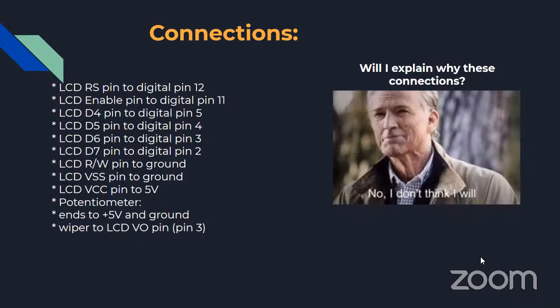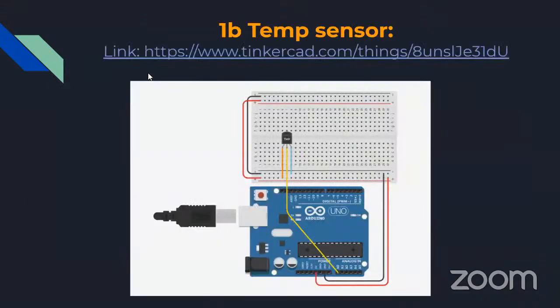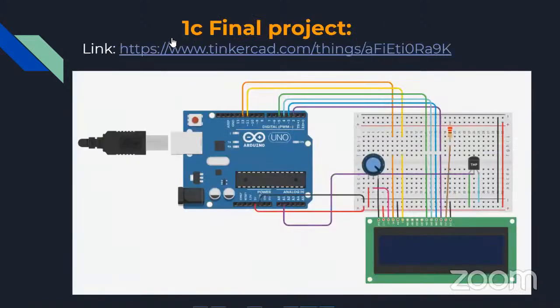This is a meme from Avengers Endgame, if any of you recognize. I just put in this meme because, as I explained to you, these connections are quite complex and they require a lot of low-level programming to understand. And the next is 1B, using only the temperature sensor. We just did it, and you can find the code over there. And this is the final project that we'll be doing using both.